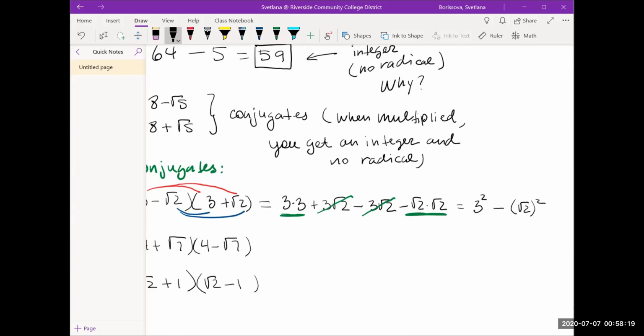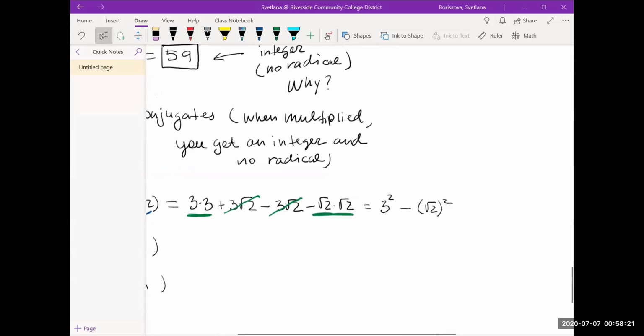And then what we know is that 3 squared is 9, but for square root of 2 squared, we already talked about that at some point: when we square a square root, they always cancel each other out. So that square and that square root cancel each other out, and we simply get 2. So it's 9 minus 2, which is 7.